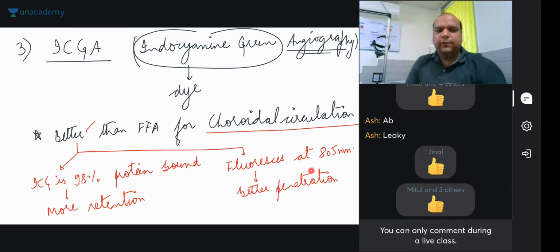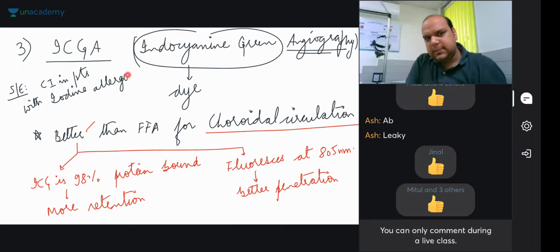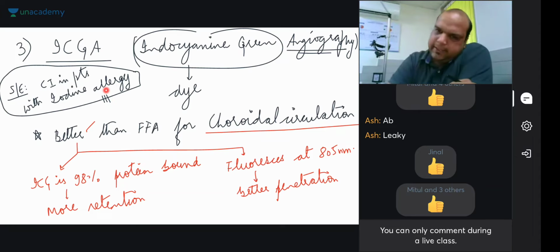But what we need to understand is a very important side effect. The side effect is that this dye contains iodine, so this is contraindicated in patients with iodine hypersensitivity. Please remember this very simple point. It is contraindicated in patients with iodine allergy because the dye contains 5% iodine. For any choroidal pathology, this is better. Just remember this. That's the basic thing that we want to get across. Okay, done. That's the third investigation.